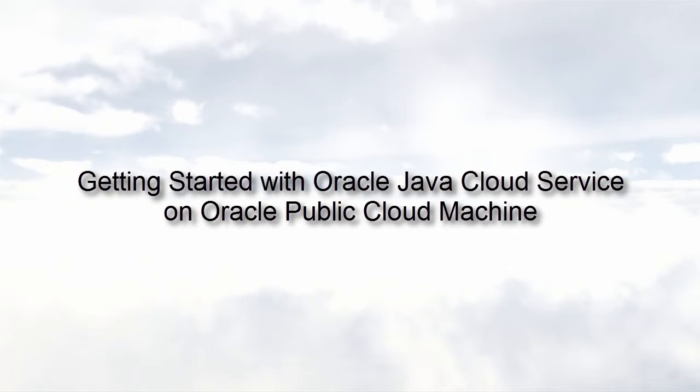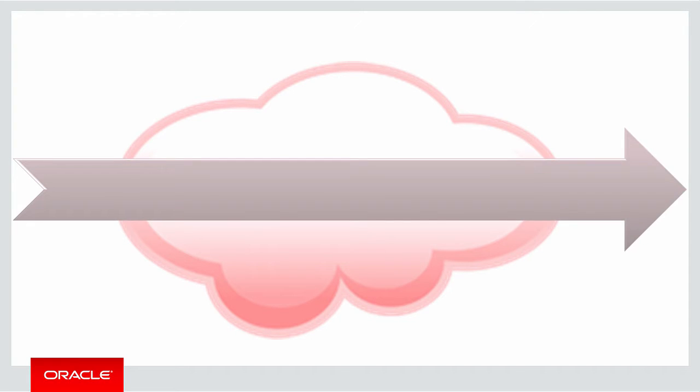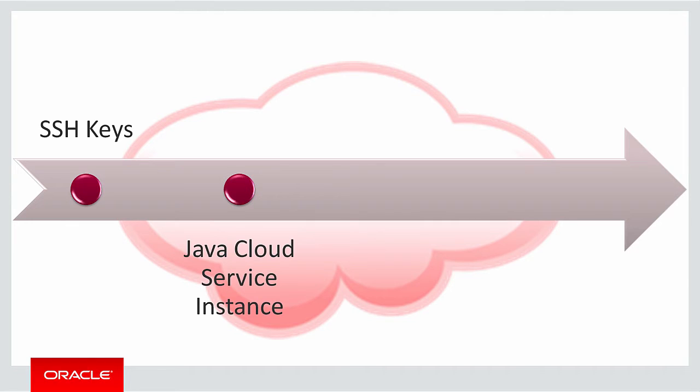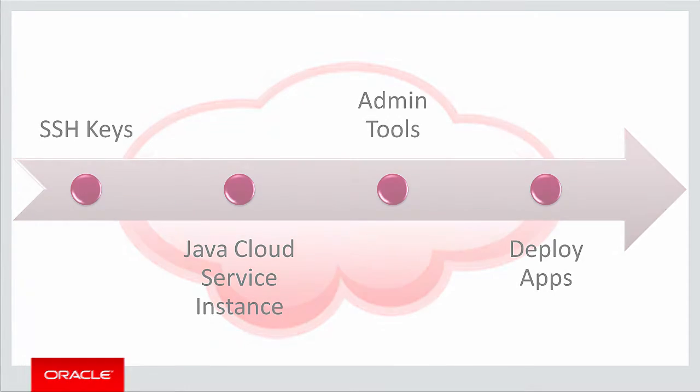In this video, I'll show you how to create and connect to an Oracle Java Cloud Service instance running on your Oracle Public Cloud machine. Getting started with Java Cloud Service involves these main tasks: creating SSH keys so that I can securely connect to my new virtual machines, creating a service instance in Java Cloud Service, locating tools to further customize and manage my Java Cloud Service, and finally, deploying a Java application to my Java Cloud Service.